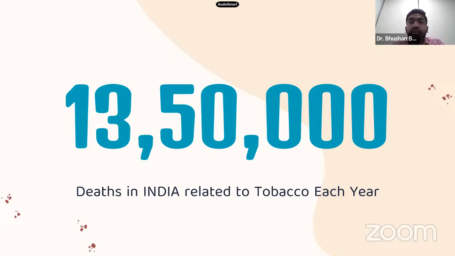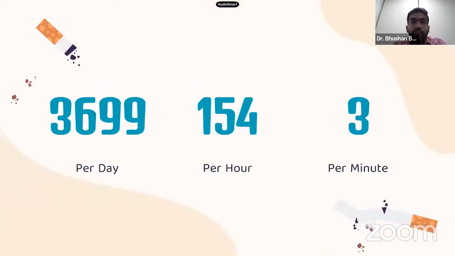So that could be reduced and utilized in a better way if people who are using tobacco stop using tobacco, and that could be a very constructive use of the money which taxpayers are paying for the treatment of patients who are using tobacco in many hospitals. Same, if we break down, you can see there are around 4,000 people dying due to tobacco per day in India, 150 per hour, and 3 people are dying due to tobacco related diseases per minute.